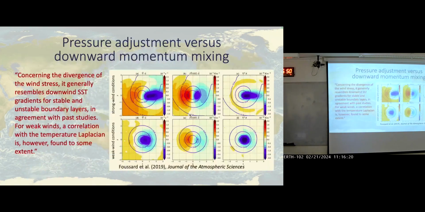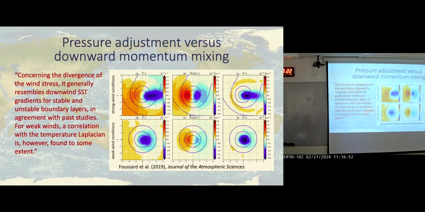So two explanations, and there are also studies trying to investigate the relative importance of each one of these mechanisms. This is a nice idealized study. It's a composite analysis. We have a warm core at the center. They put many warm core eddies on top of each other, and they rotate them to the right direction of the wind.